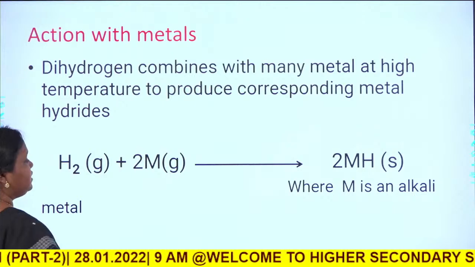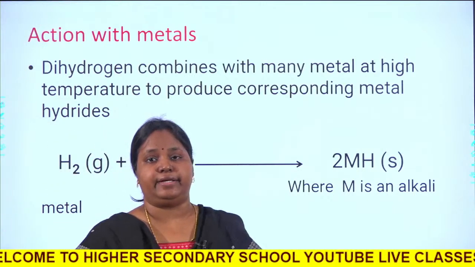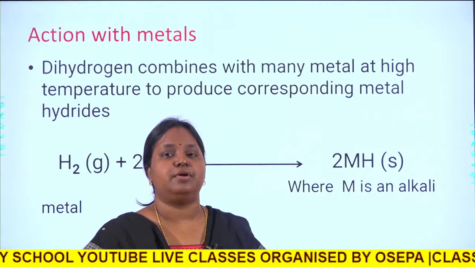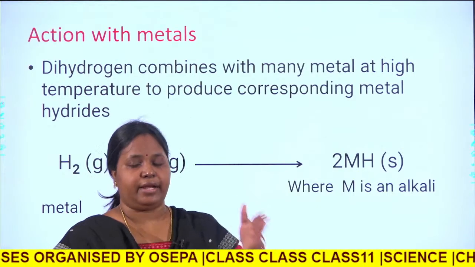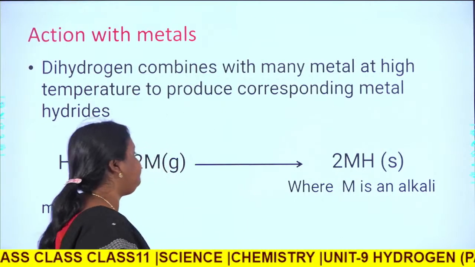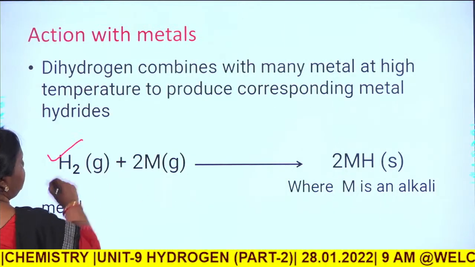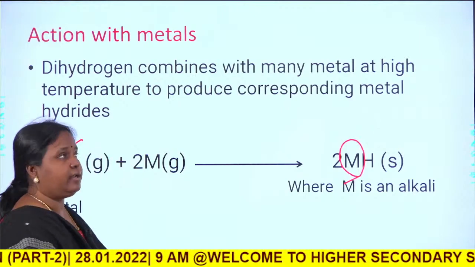Reaction with metals. Hydrogen reacts with metals forming metal hydrides, and we are going to discuss metal hydrides in detail after some time. So remember, hydrogen combines with metals forming metal hydrides, where in the example, the M stands for alkali or alkaline earth metals.